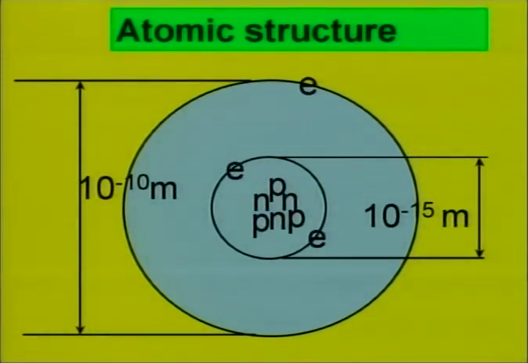Now quickly to go through, the radius of an atom is almost 10 to the power of minus 10 meters. That is not diameter, but the radius. And then you have the nucleus, which has a radius of almost about 10 to the minus 15.